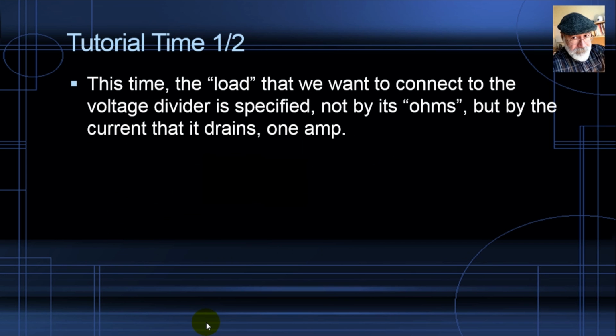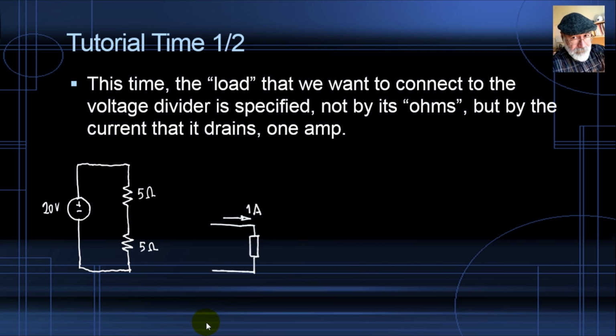Another exercise. This time the load that we want to connect to the voltage divider is specified, not in ohms, but by the current that it will drain, 1 ampere. Check out, same voltage divider, connect the 1 amp load, and you say, well, wait a second, what is the voltage now, Vx? I don't know what it's going to be. Well, but you know that the voltage in the top 5 ohm resistor is going to be 20 volts minus Vx. Yes, it's going to be this, 20 volts minus Vx.